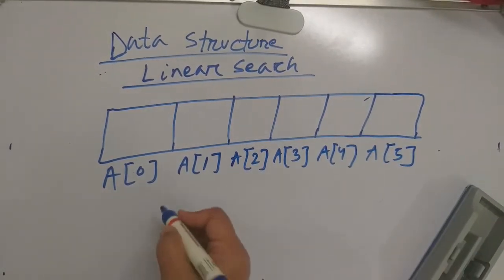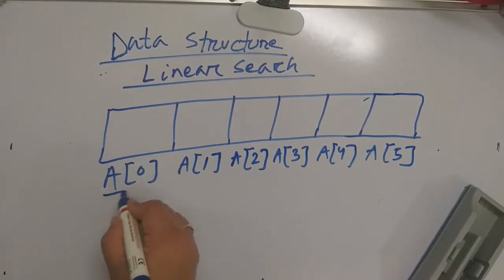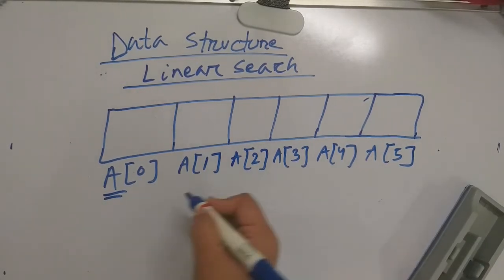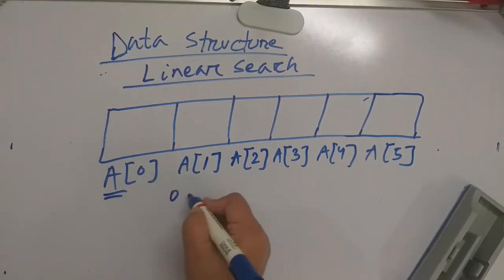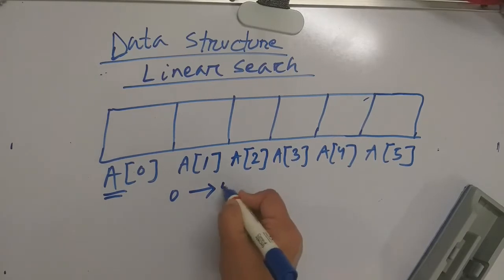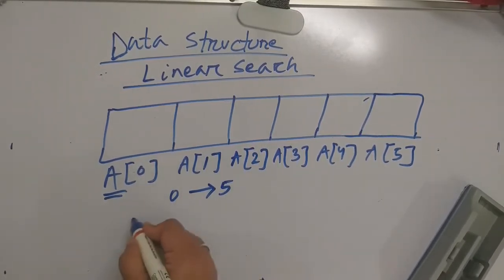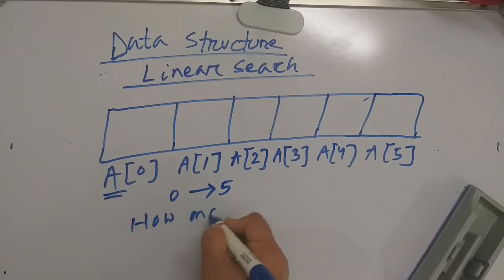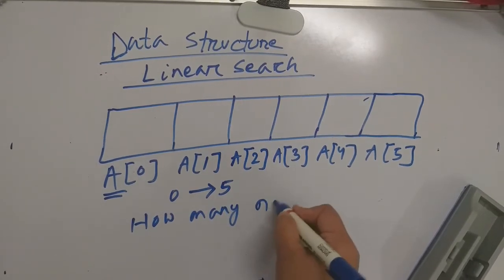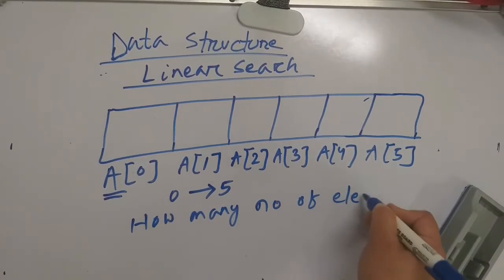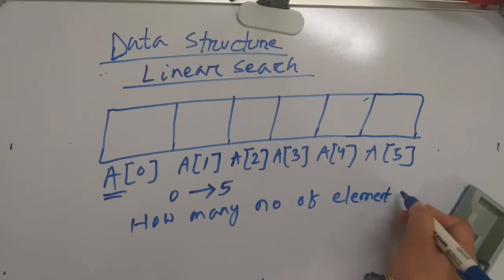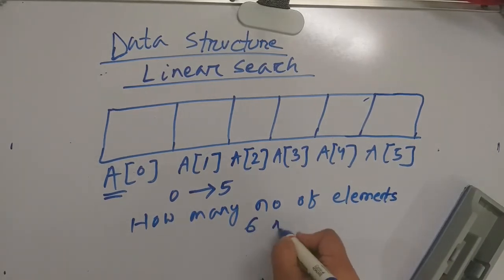So what does it mean? The name of the array is A, and the indexing starts from 0 up to 5. How many elements are there? Six elements are here.